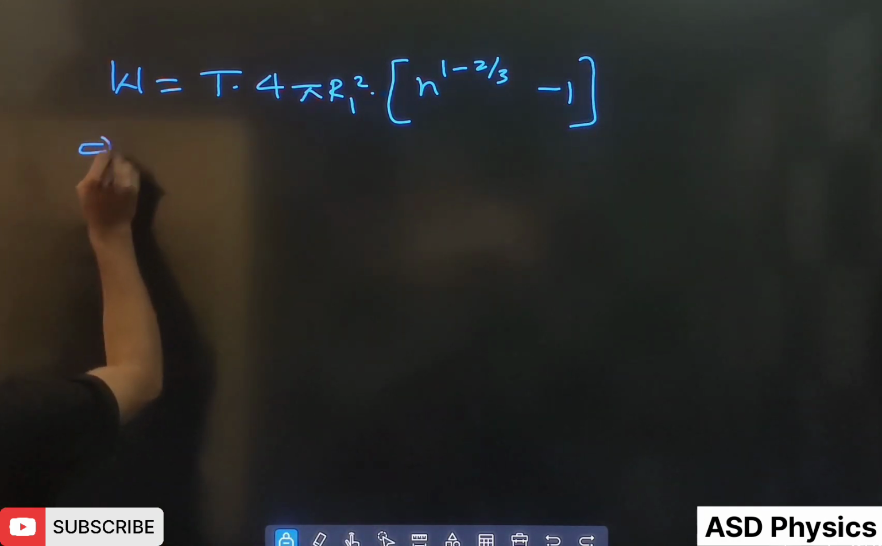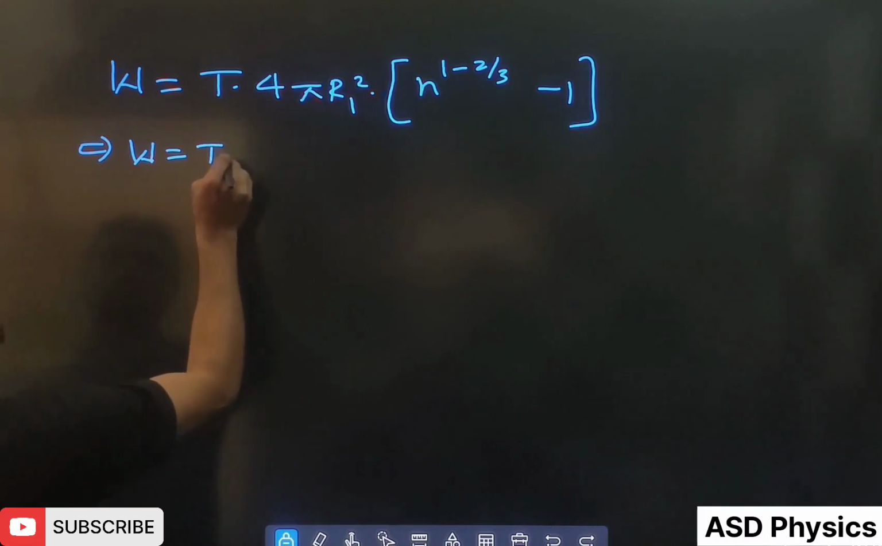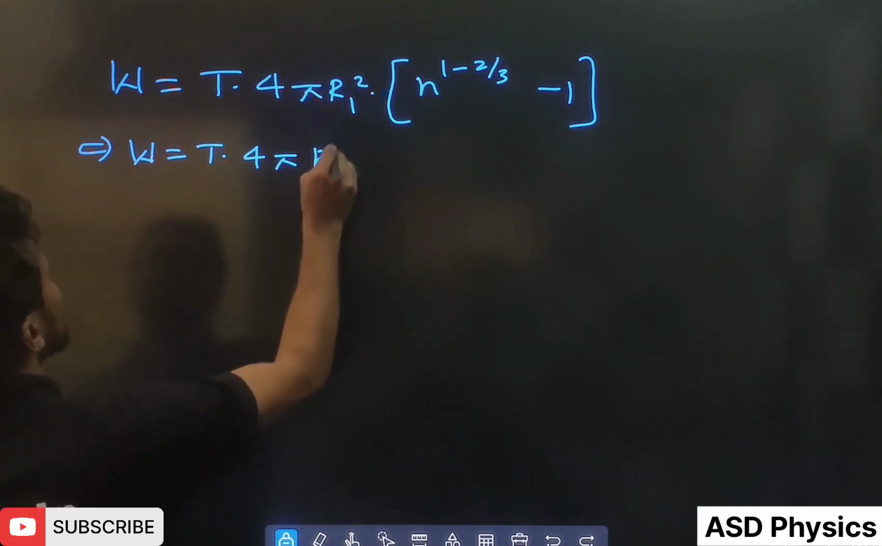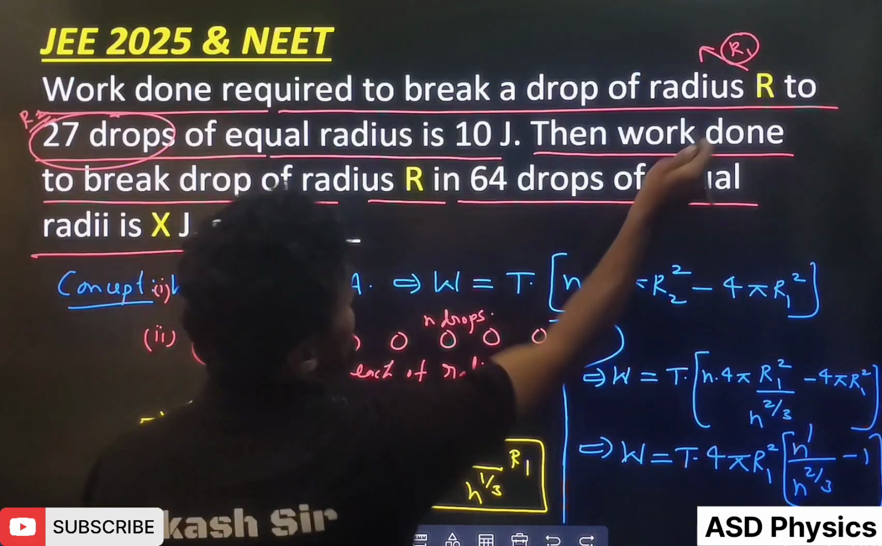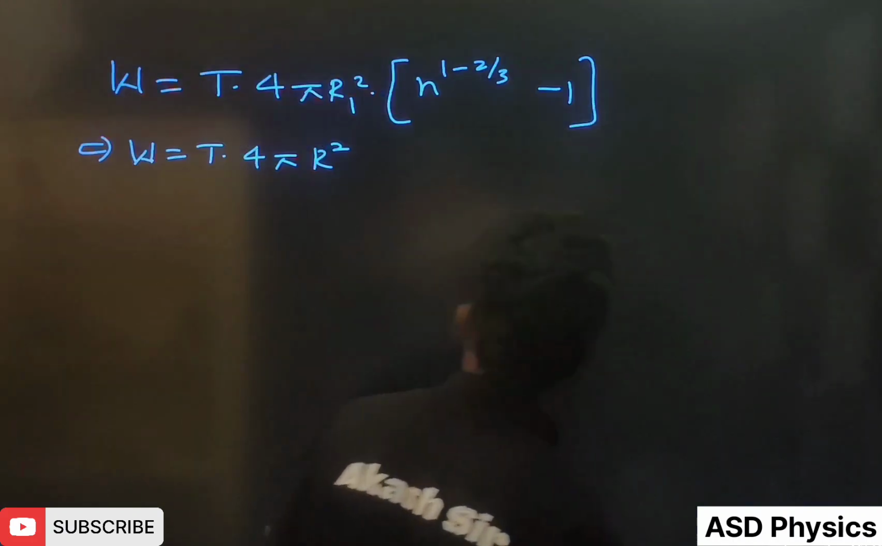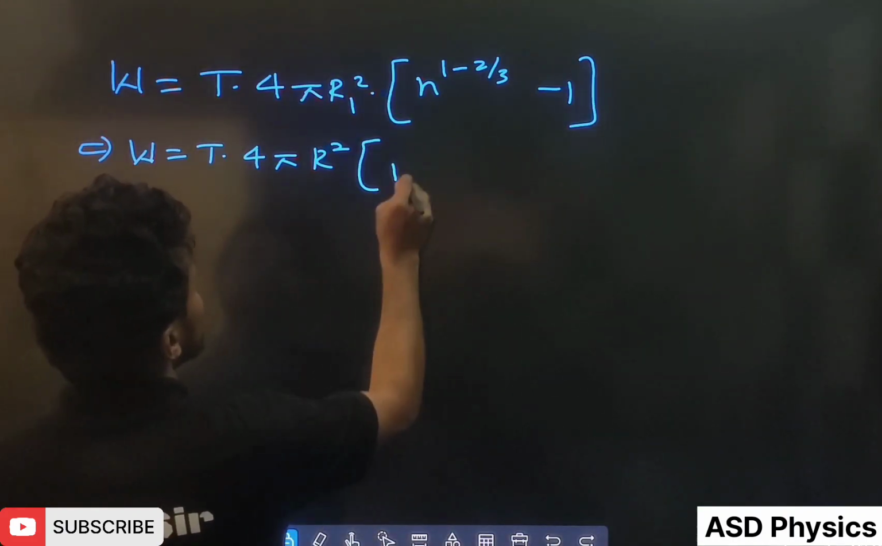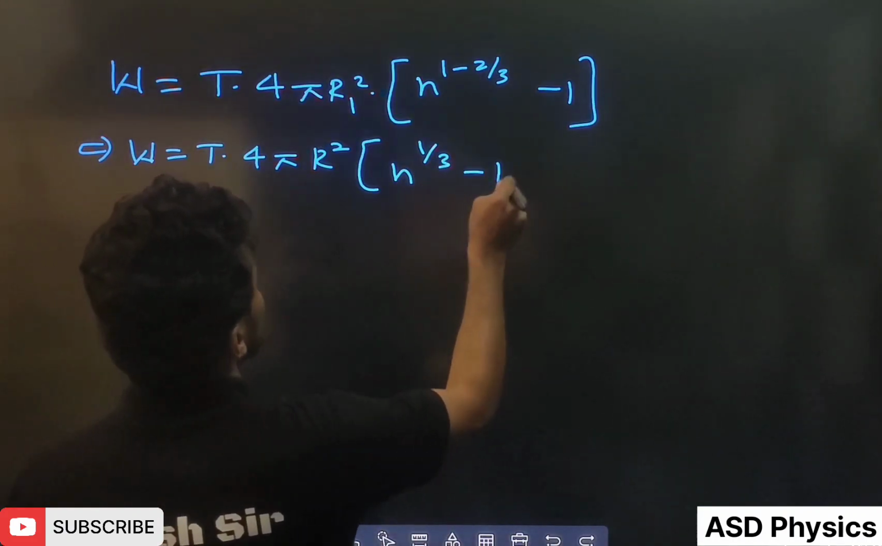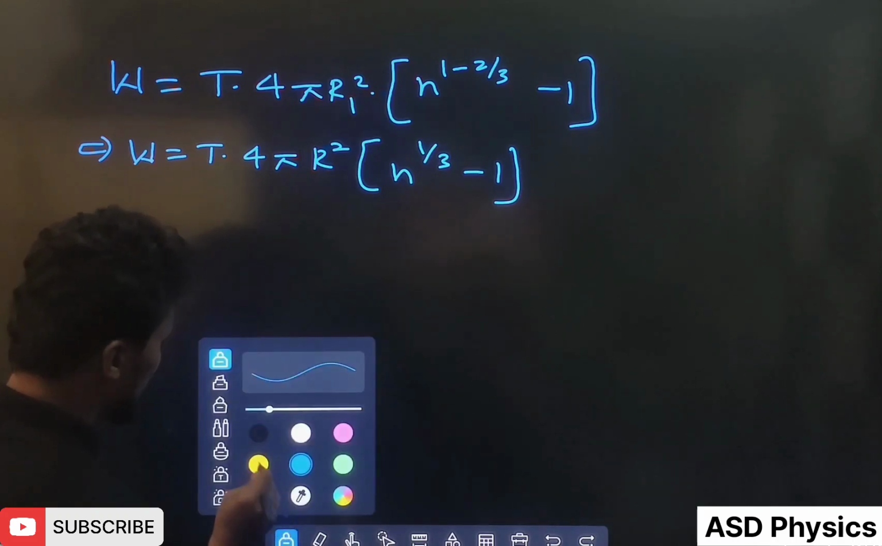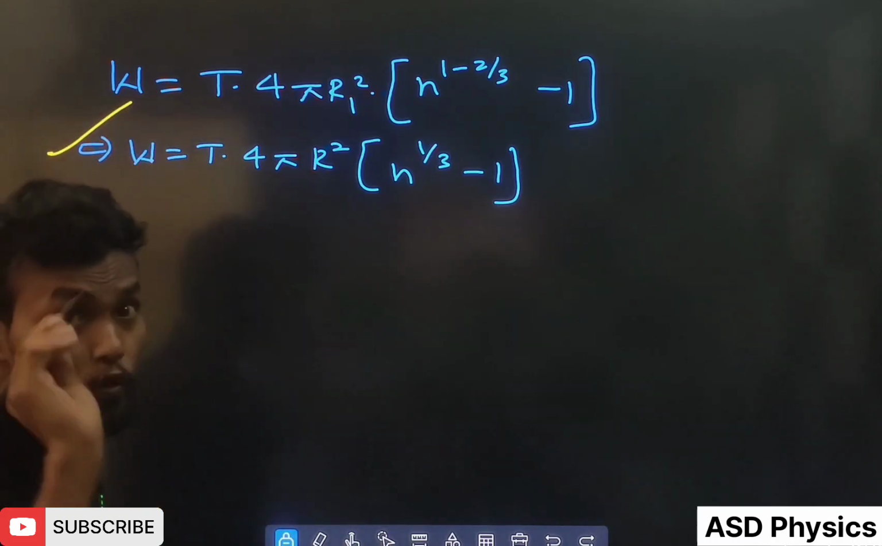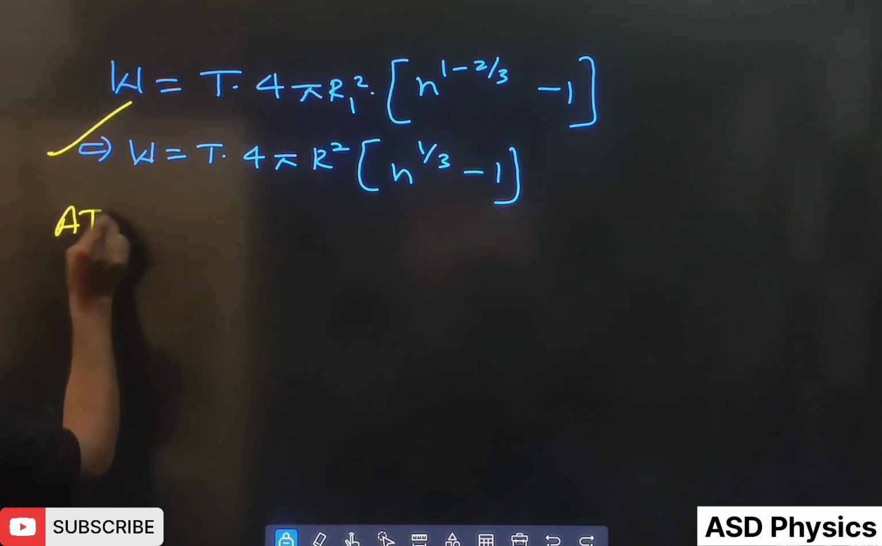So students, we can write here this work done will come as T into 4 pi r square, because this R1 we have taken as r. Okay, great. So it will become here N to the power 1 by 3, minus 1. Now we have got this main formula. This is our formula. Now, according to the question, what can we tell?